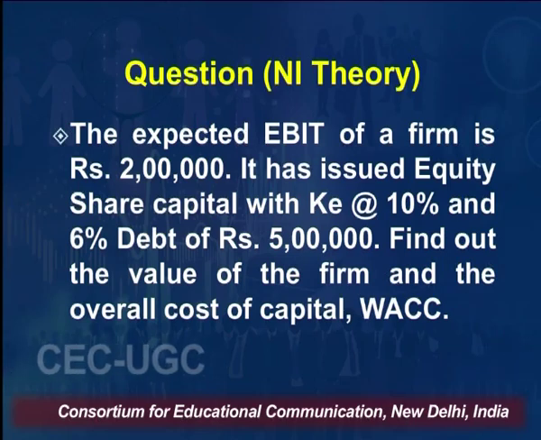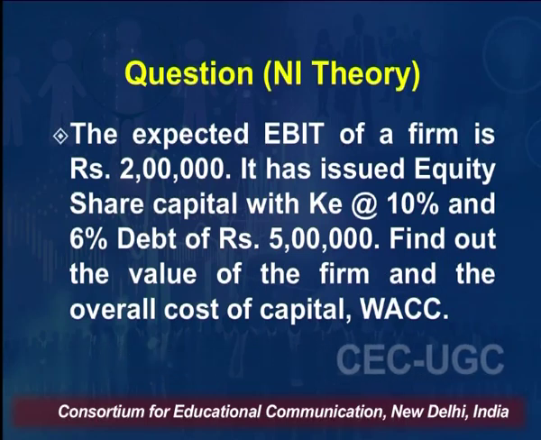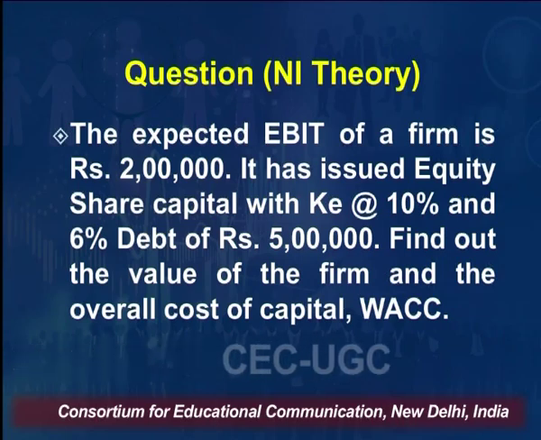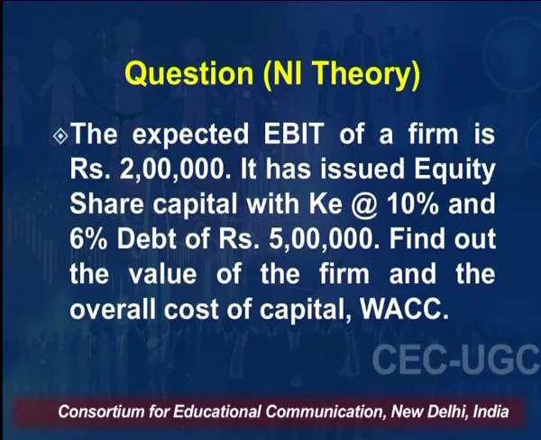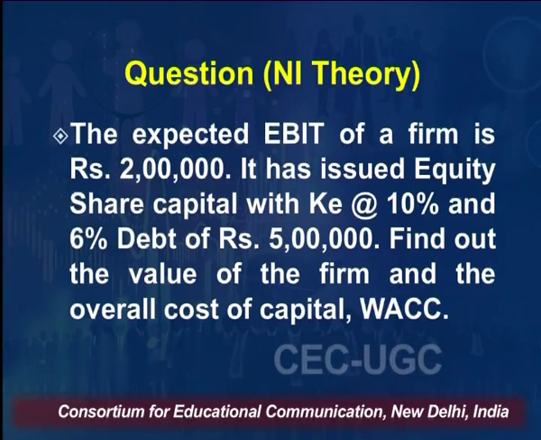The expected EBIT of the firm is rupees 2 lakh. It has issued equity share capital with KE at the rate of 10% and 6% debt of rupees 5 lakh. We need to find out the value of the firm and overall cost of capital, which is also known as WACC, weighted average cost of capital. Now, let us see how we may solve this question.